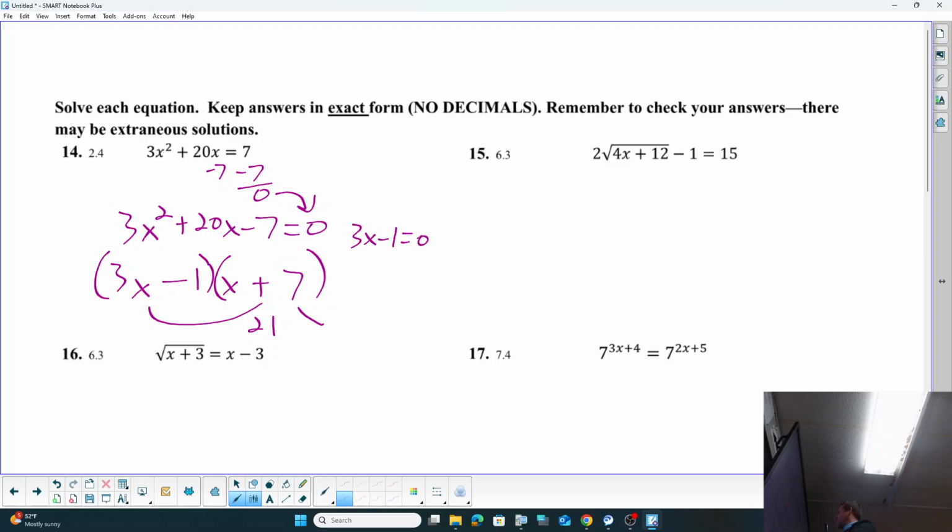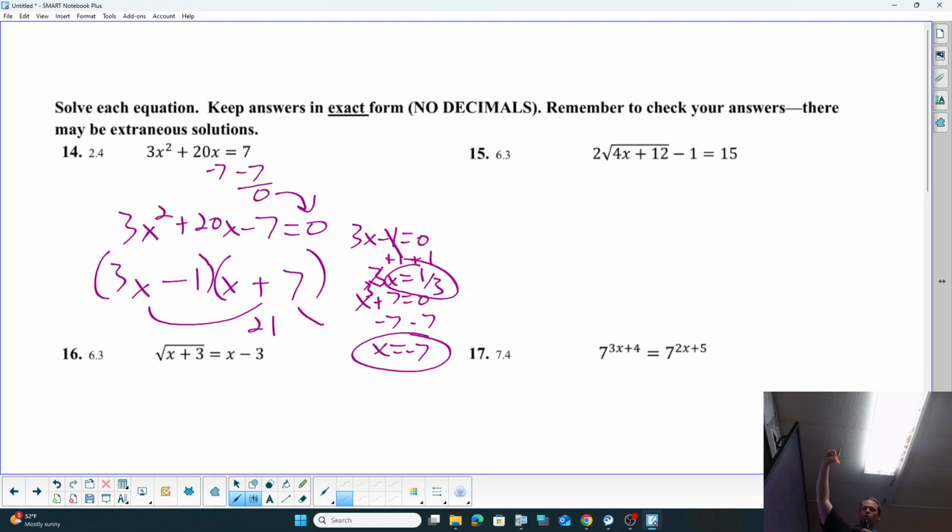So 3x minus 1 equals 0, and x plus 7 equals 0. Minus 7 to the other side, we get negative 7. Check if it's extraneous. Add 1 to the other side, so we get 3x is equal to positive 1. Divide by 3. We get 1/3 and negative 7.